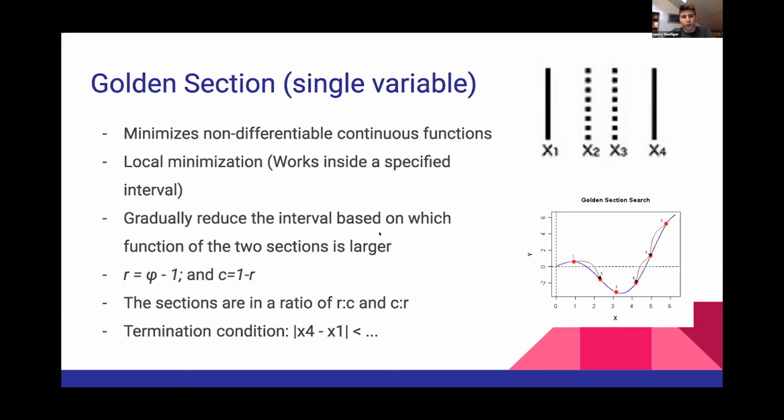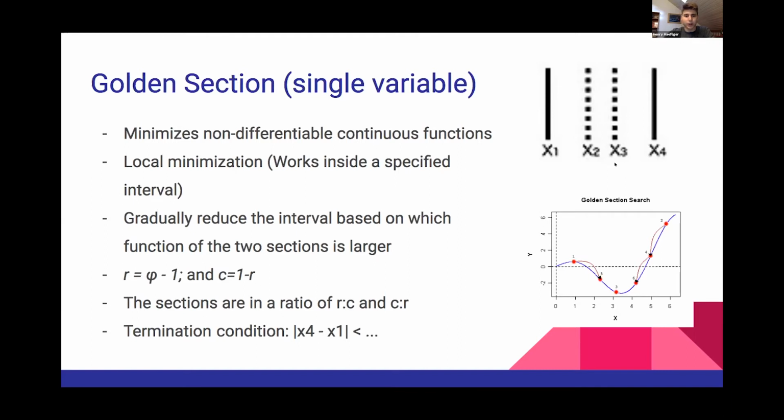So what we do is we define R, which is phi, the golden ratio, minus 1, and C, which is 1 minus R. And we choose two sections, x2 and x3, in a ratio of R to C and C to R. Could you recall phi? What is it? 1 plus square root of 5 over 2? Yes. Right? Okay.